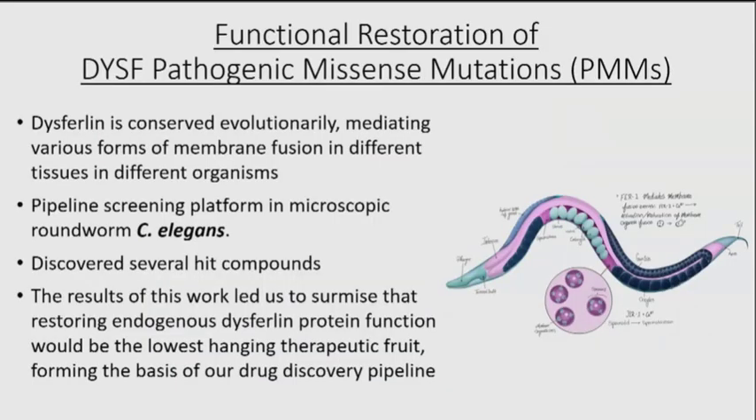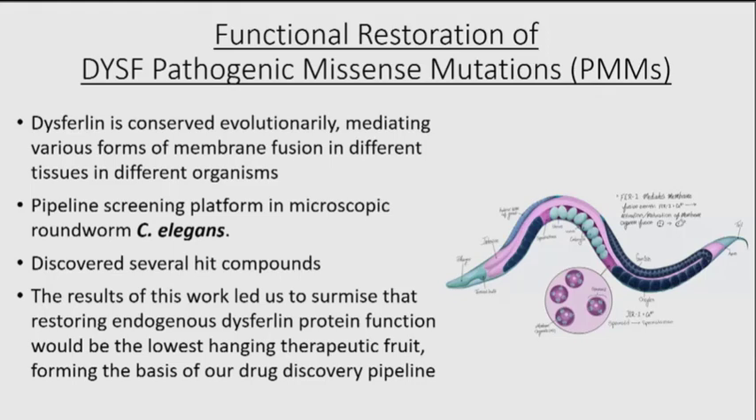So this is a fun part of the story. I'm a geneticist, a model organism geneticist. When I started working on Dysferlin, I worked on a roundworm, a microscopic nematode that's found in the soil called C. elegans. The Nobel Prize has been won several times for research in this organism, and we use it as a screening tool for drugs.